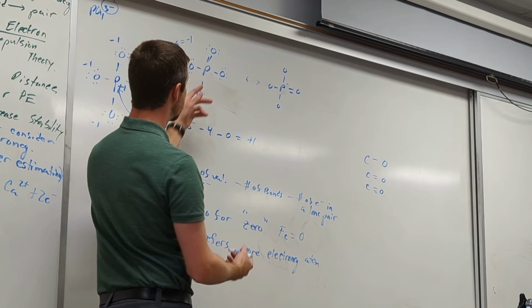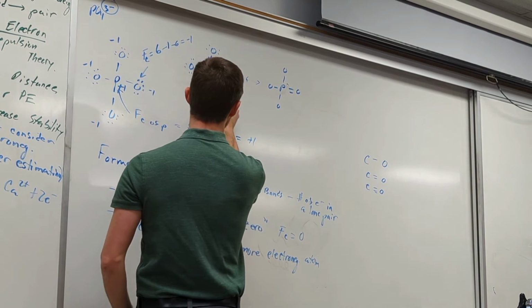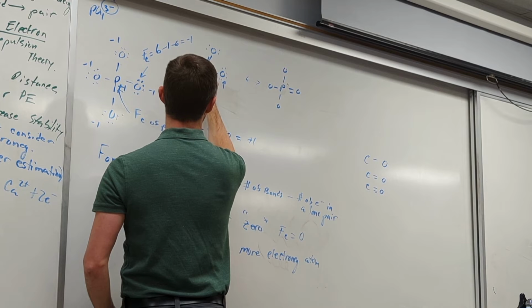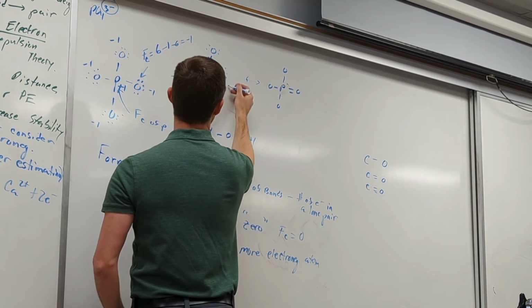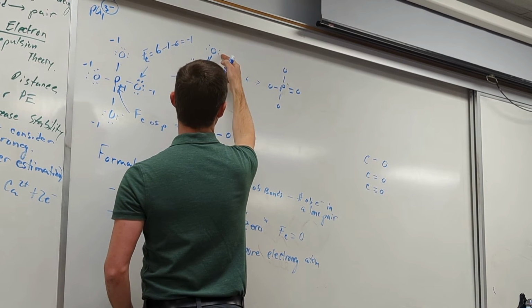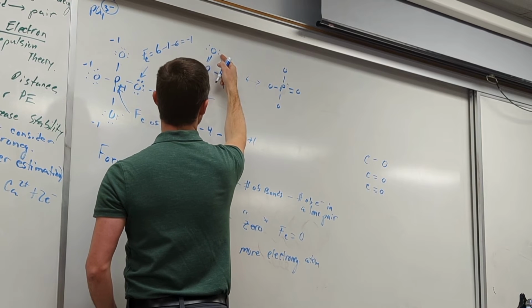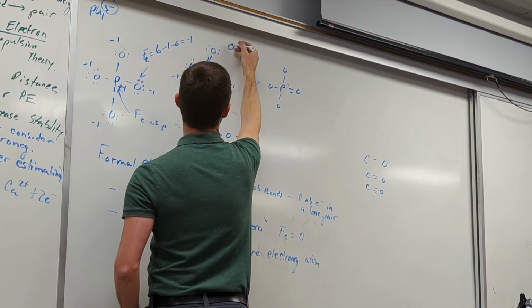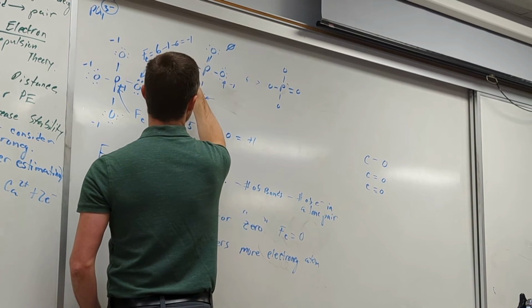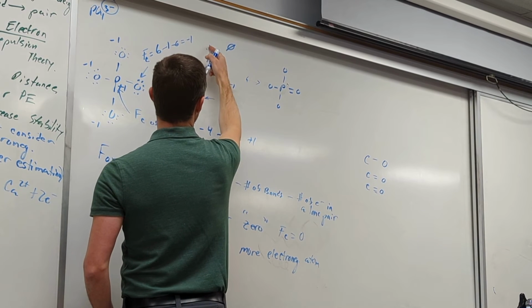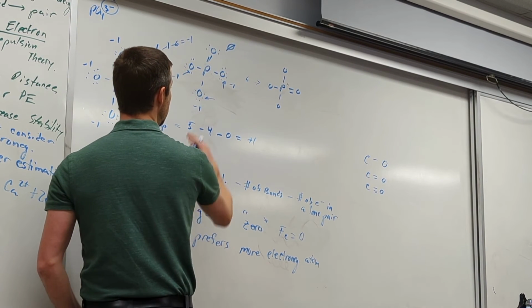Is it better than this one though? What's the formal charge here? Here and here. Okay. What about here? Yep. So no charge. So 6 minus 1, 2, 3, 4, 5, 6. Formal charge here?